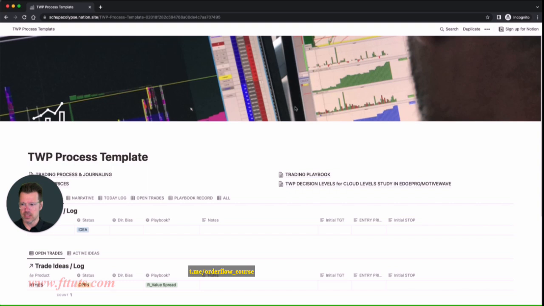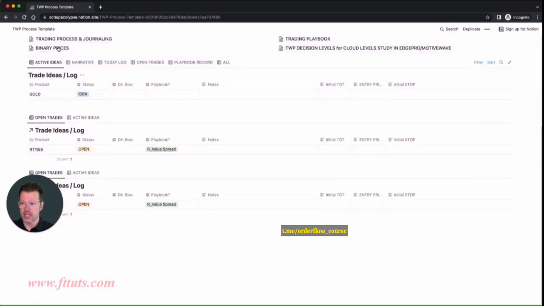This is a process template that we have to work on your playbook, on journaling, to have key prices, to get decision levels. But essentially, the biggest part of it is what we see here, and this is a way to track all of your trades. This is one database, but it gives you multiple ways to look at that information. I think it's one of the really cool ways to use Notion.